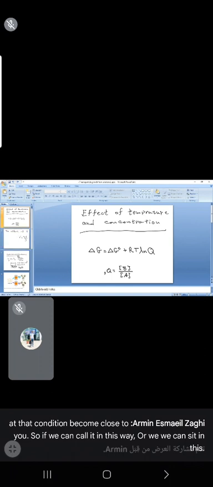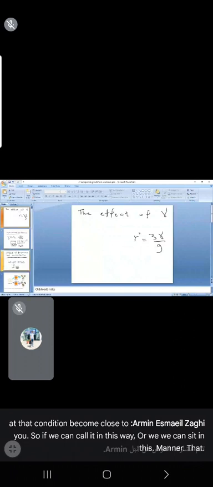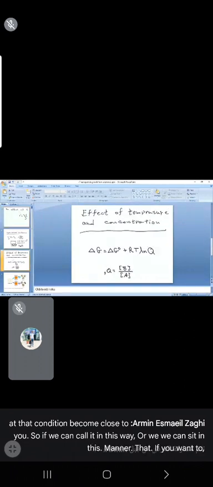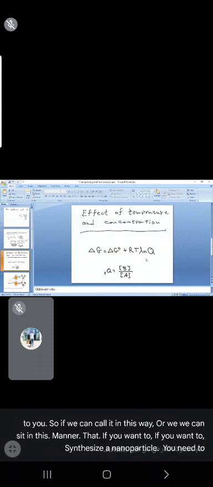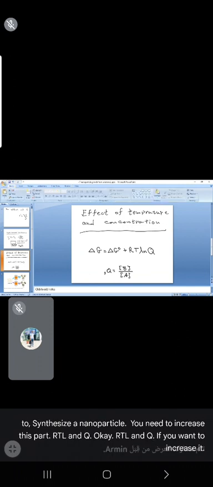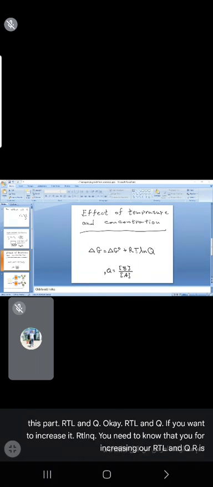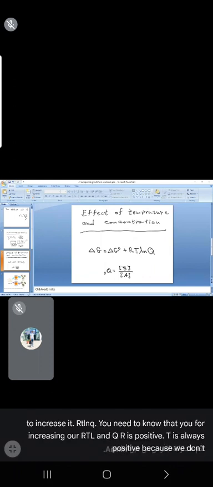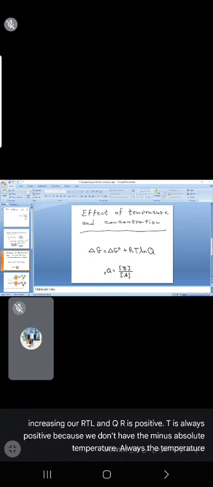So we can say it in this manner: if you want to synthesize a nanoparticle, you need to increase this part, RT ln Q. If you want to increase RT ln Q, you need to know that R is positive, and T is always positive because we don't have a negative absolute temperature. Always the absolute temperature is positive.